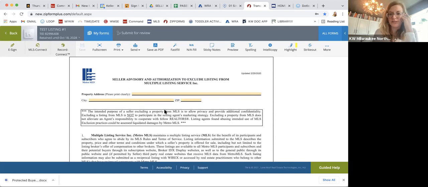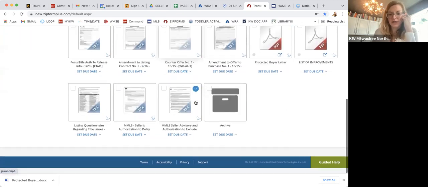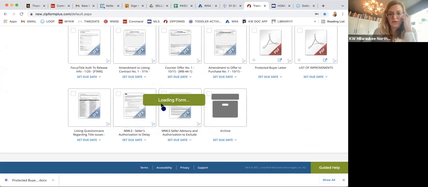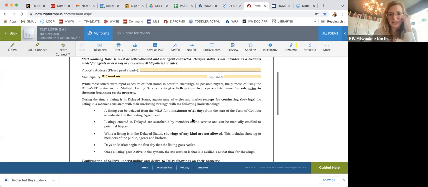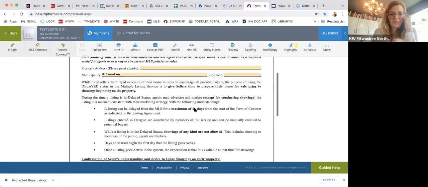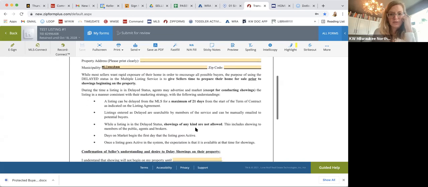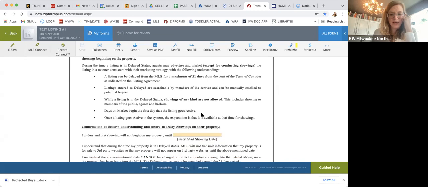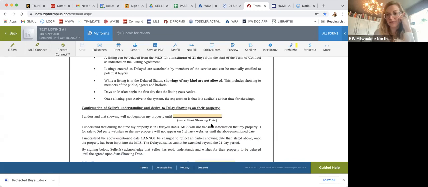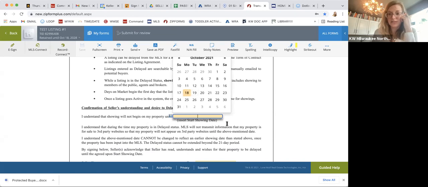Okay, so let's say our real intention is to get the home ready. So now we've got that MLS delayed form. You're going to use this in conjunction with the listing contract. We need to make it clear to a seller that we have to pick an exact showing start date. So: I understand that the showings will not begin on my property until blank. This is a different date than the start date of the listing firm, and different than the date when the seller signed it.